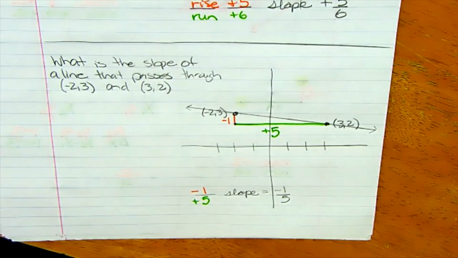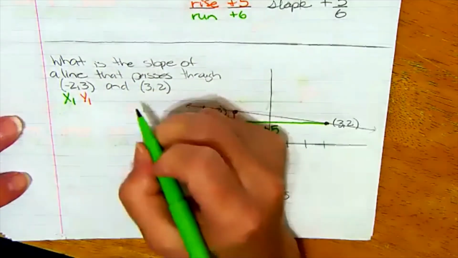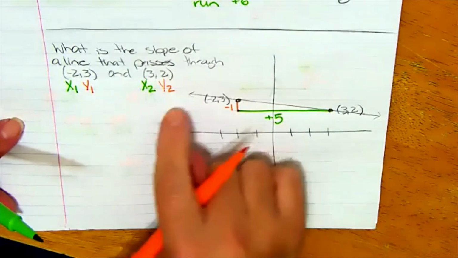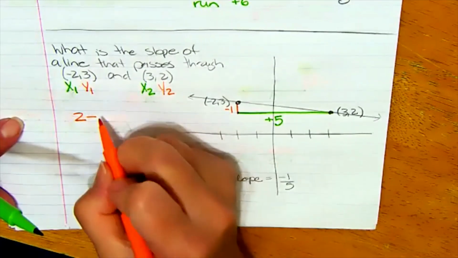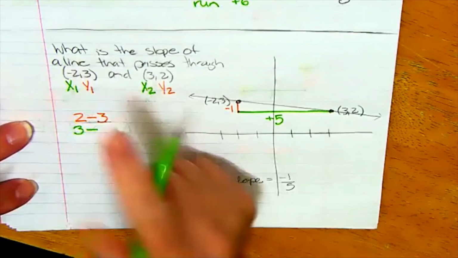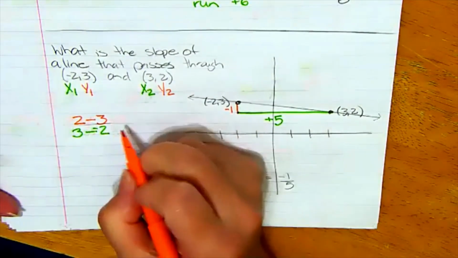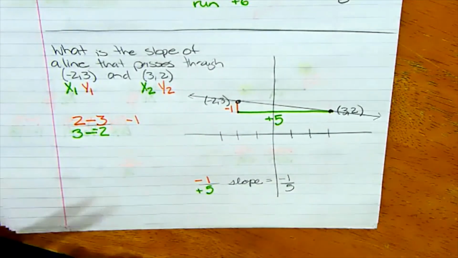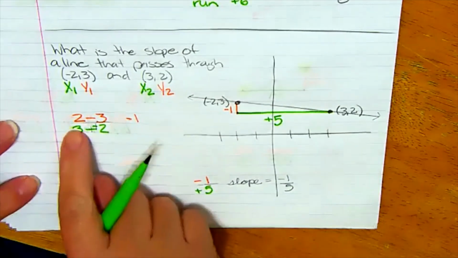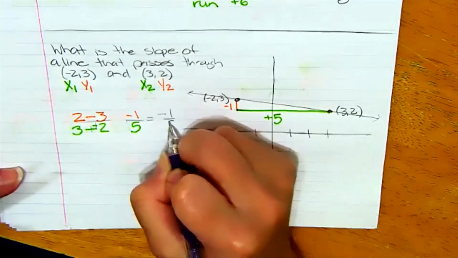Another way of solving this would be to label my points x1, y1, x2, y2. So my change in y is y2 minus y1 over x2 minus x1. So 2 minus 3 is -1. And 3 minus -2, I can change these to positives. So 3 plus 2 is 5. So would you look at that? My slope is -1/5.